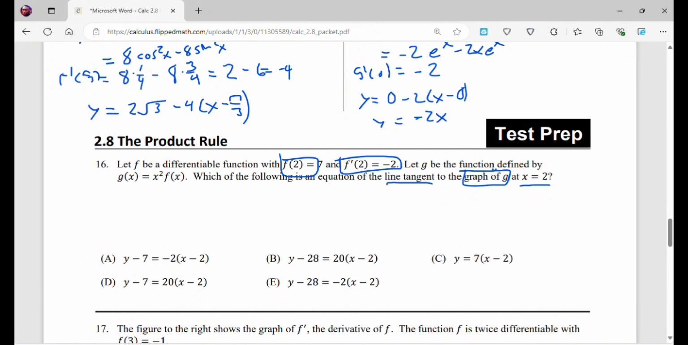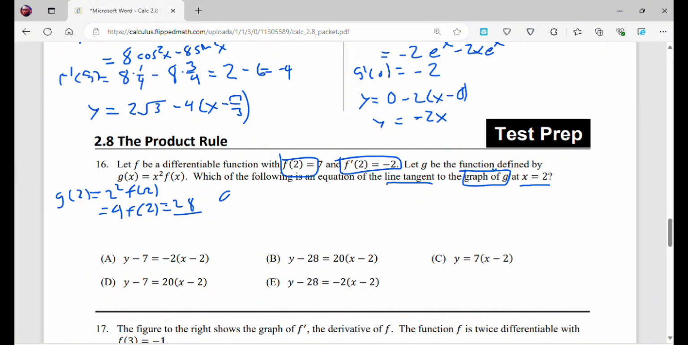We have our x1. So let's find our g of 2. g of 2 equals 2 squared times f of 2. So that's going to be 4 times f of 2. We know that f of 2 is 7. So 4 times 7 is 28. Okay, cool.